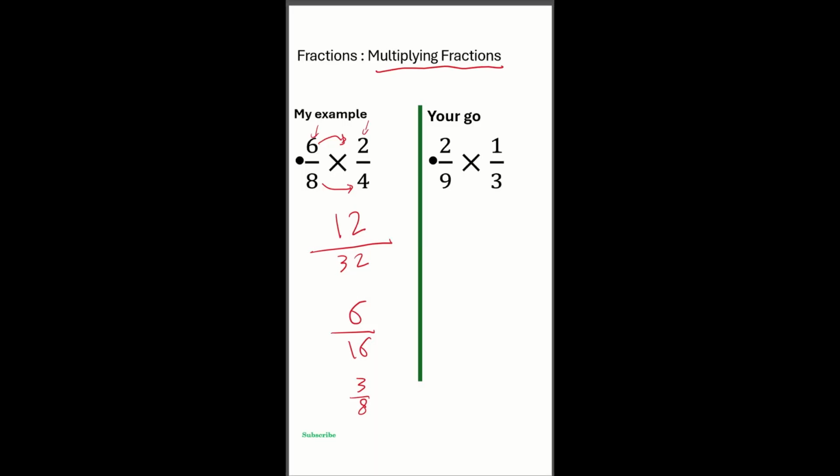Okay, so hopefully you had a chance to have a go at this question. 2/9 times 1/3. So what we will do is we will multiply the two numerators. 2 times 1 is 2, and we will multiply the two denominators. 9 times 3 is 27, and that is my answer, 2/27. Can it be simplified? Well, there is no common factor between them, so it's 2/27. Hopefully you've got that answer.